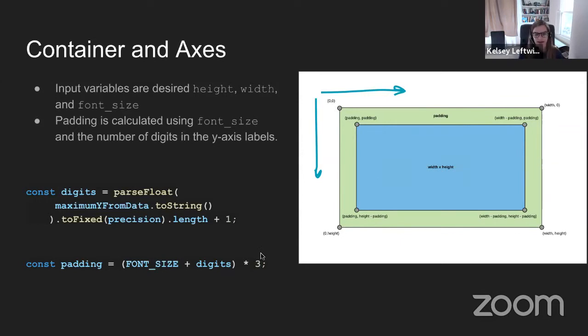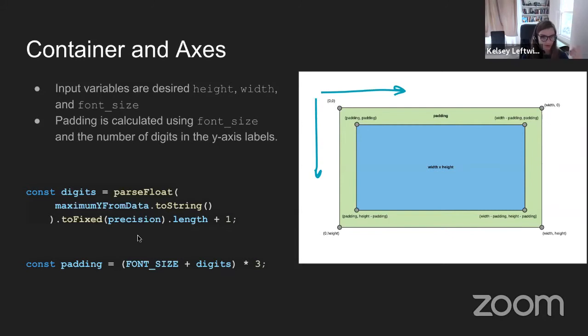So the way I did it was I based my padding off of the font size and also the number of digits that we're going to need to display here in this padding. I have a little code sample here. I'll show it more in context, but basically what I did was I took the maximum of the Y from my data. So if you think about all the data points that you have and you think of all the Y values for those, what's the maximum?